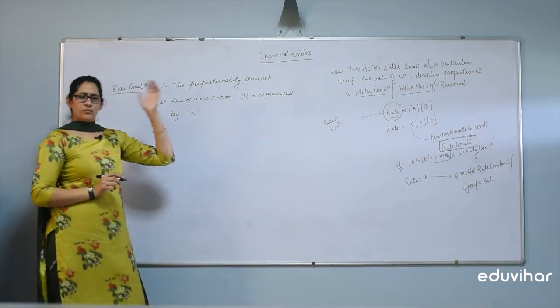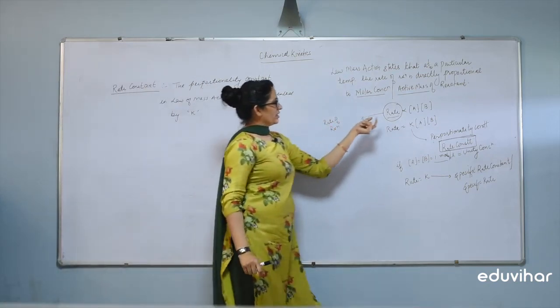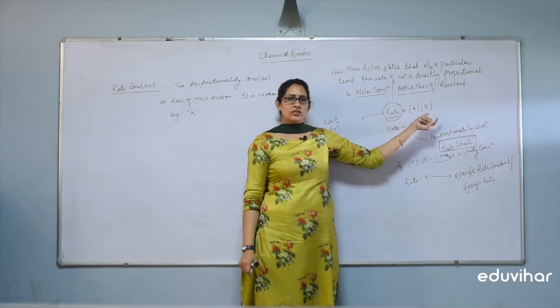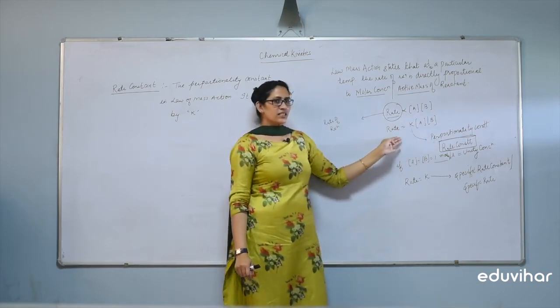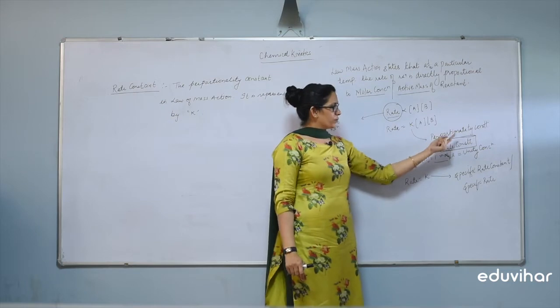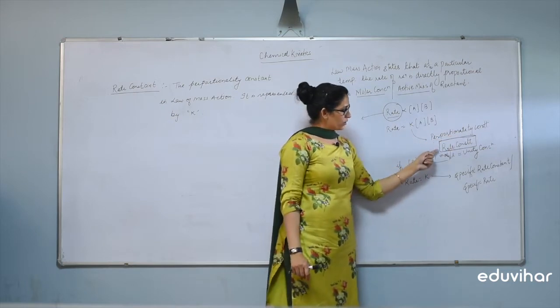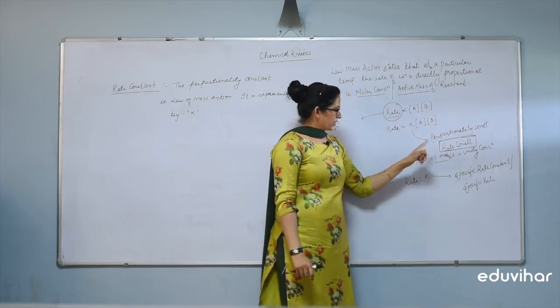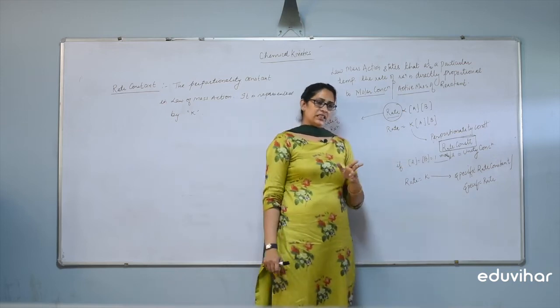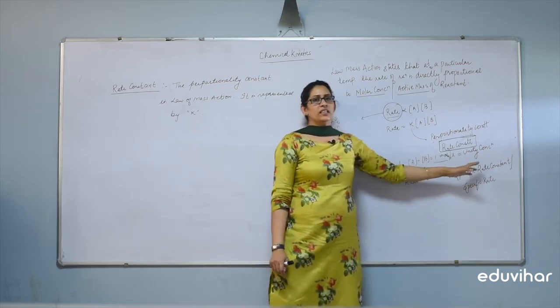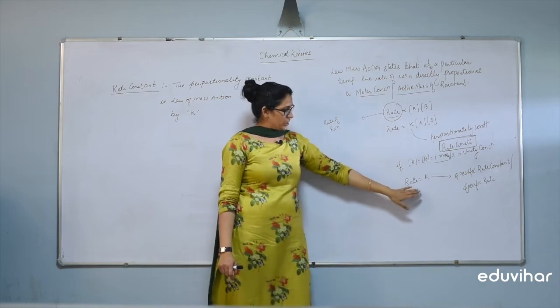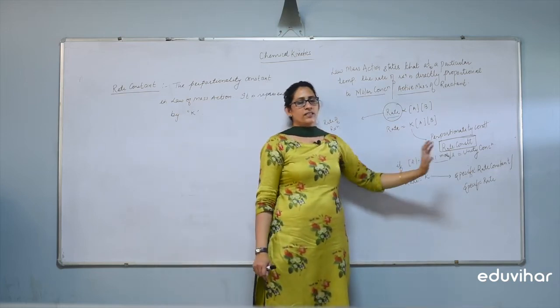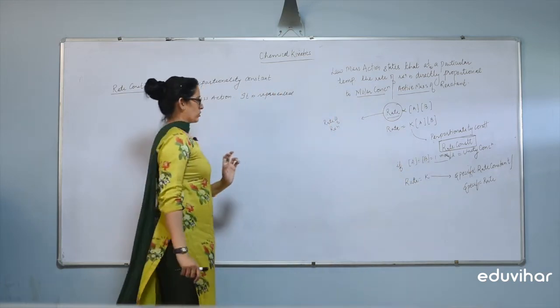Is it clear? Rate, according to law of mass action, is proportional to the concentration of reactant. Rate is equal to K. K is known as the proportionality constant, and it is also known as rate constant. If concentration of both reactants is 1, you can say unity concentration, at that time rate is equal to K, and that is known as specific rate constant.